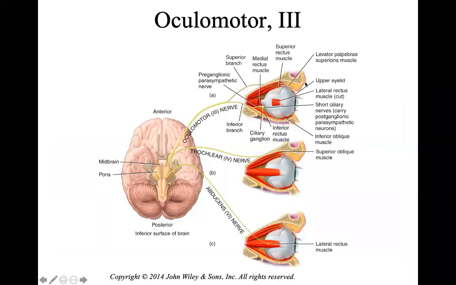This is nice because it shows cranial nerve 3, cranial nerve 4, cranial nerve 6, 3, 4, and 6, and then it also shows the muscles that they go to. So cranial nerve 4 goes to the superior oblique. Cranial nerve 6 goes to the lateral rectus. The other 4 eye muscles are controlled by cranial nerve 3, the oculomotor.